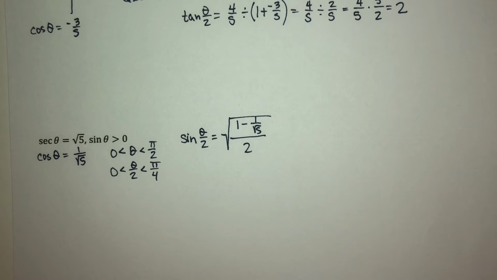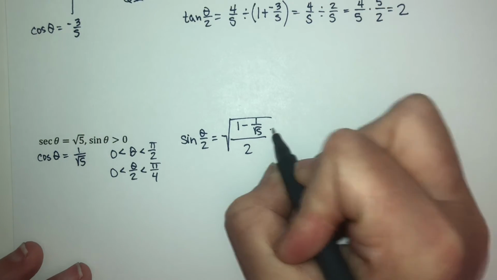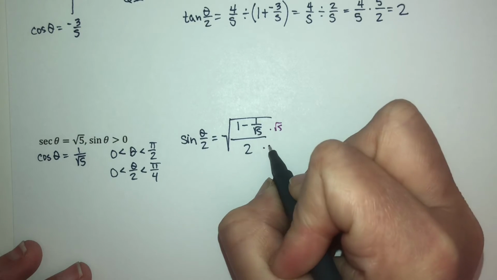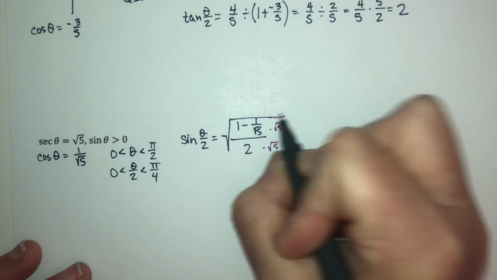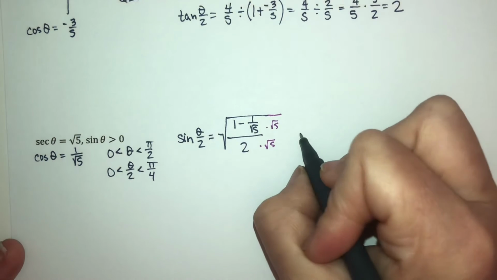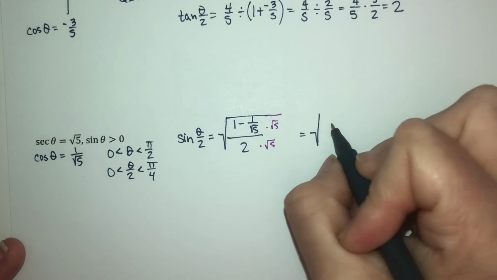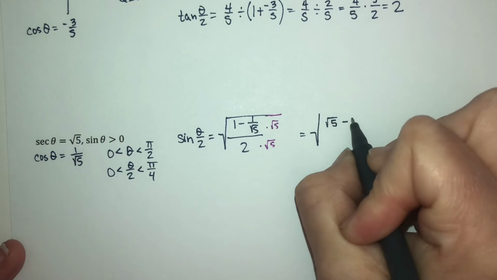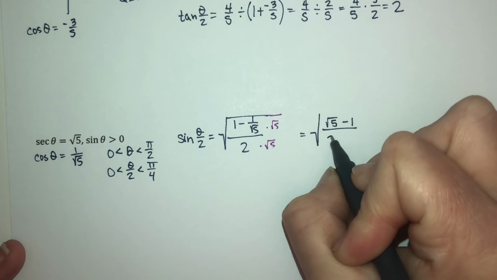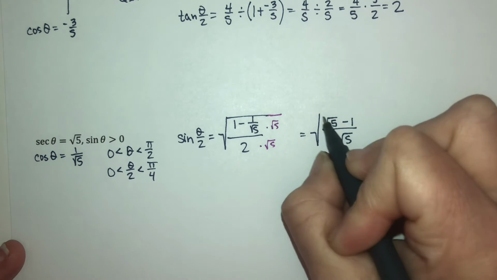Okay. Now, if I multiply everything here, top and bottom, by the square root of 5, and I'm multiplying underneath this radical here, I have the square root of the square root of 5 minus 1 over 2 times the square root of 5.